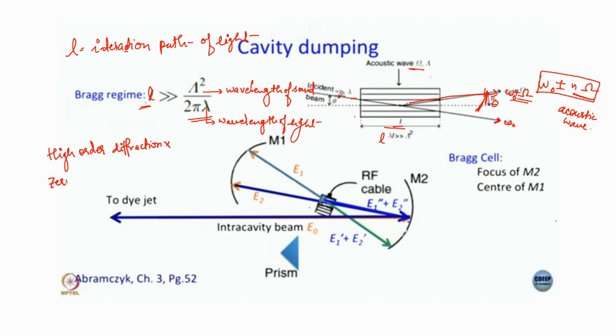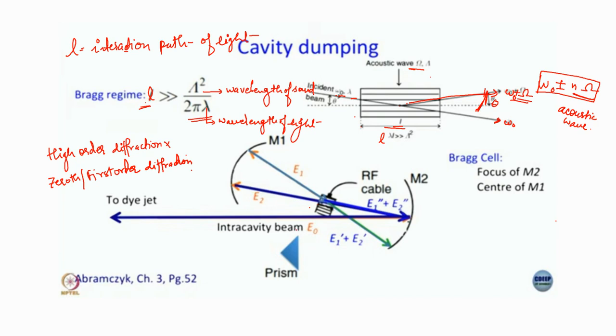So you do not get them. What you get is only zeroth or first order diffractions. Only these two you get. Okay. Now one more thing is, here I also, in very brief, in a few words, taught what cavity dumping is.